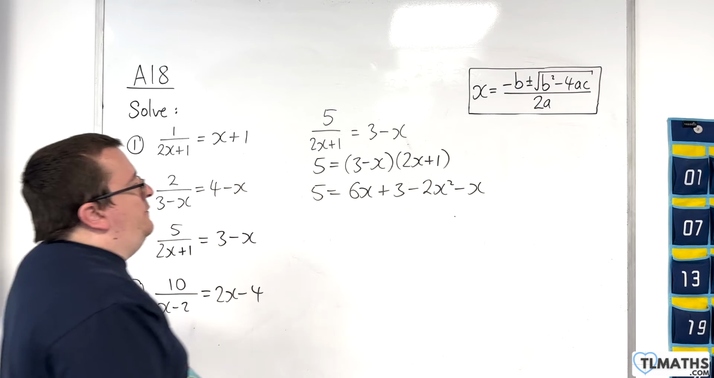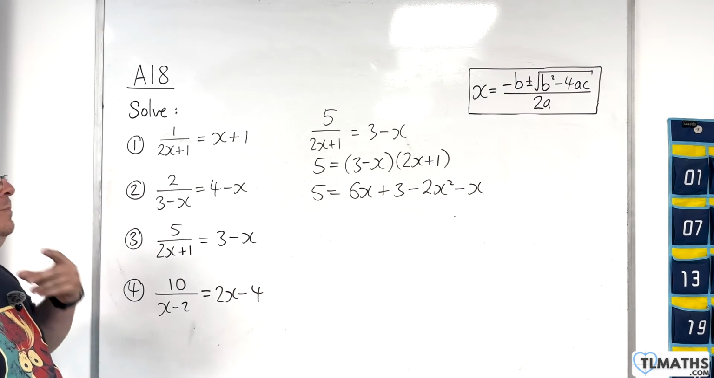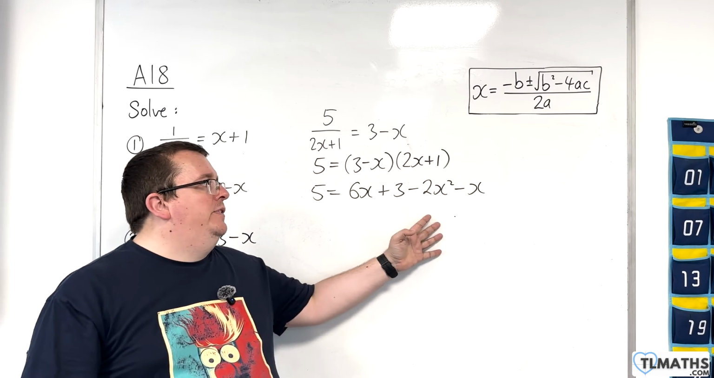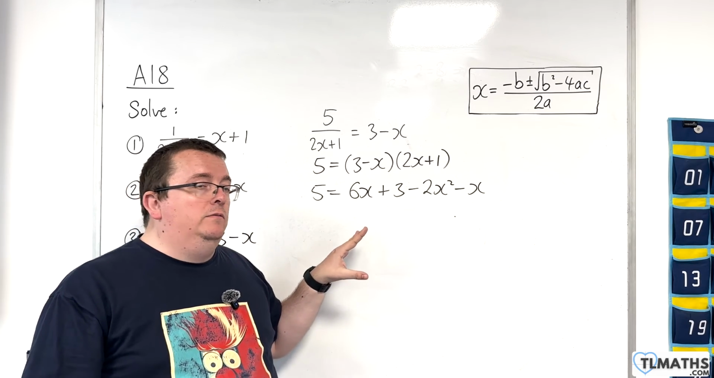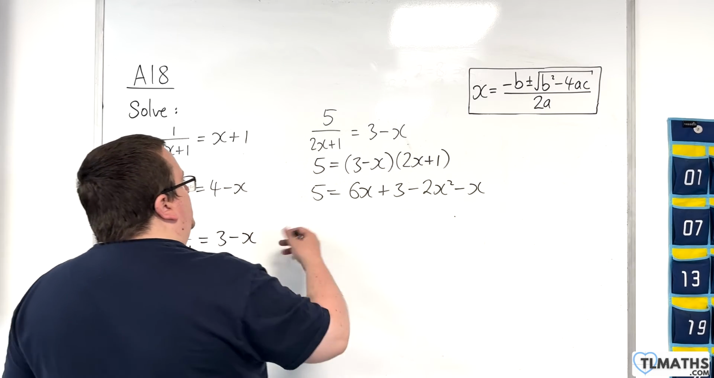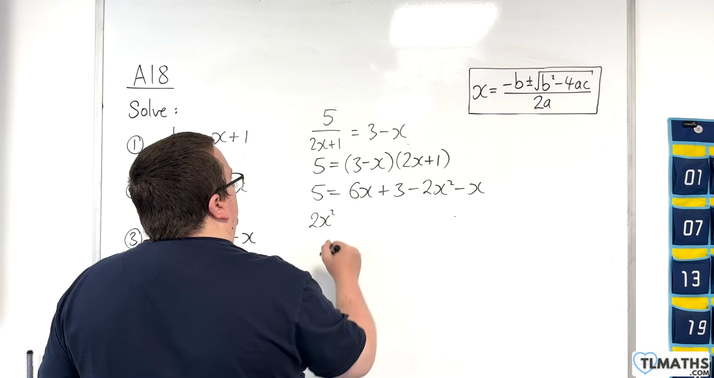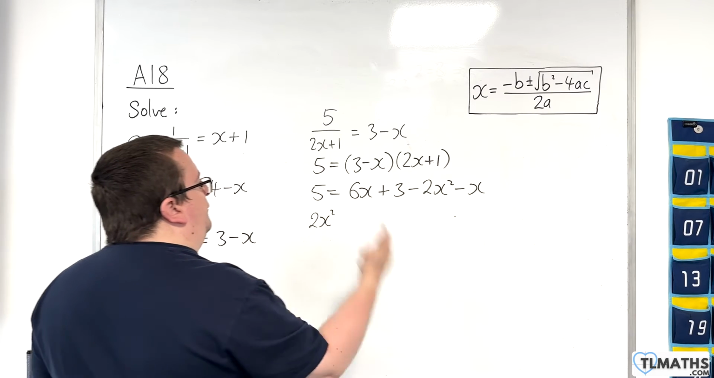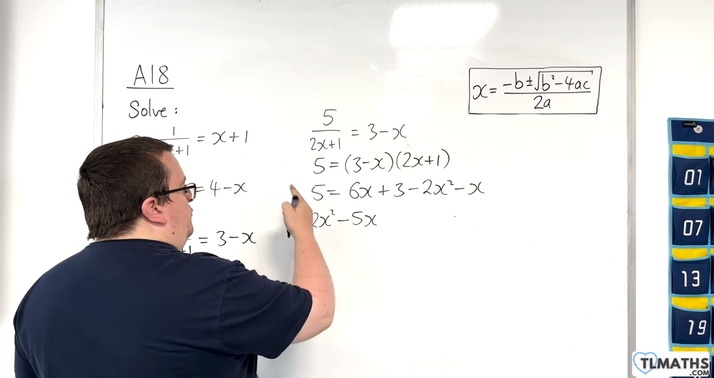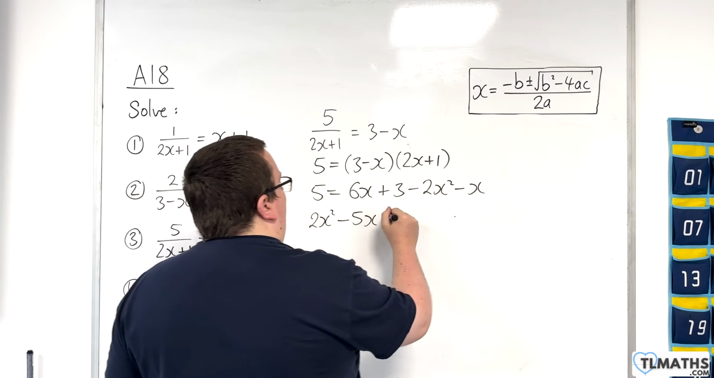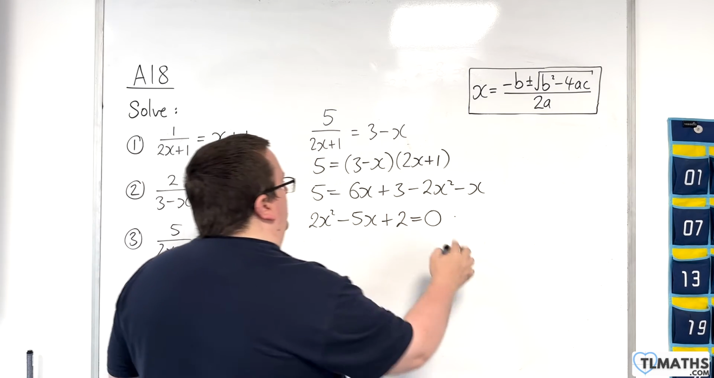So let's tidy everything up. I think it would be easier this time if I bring everything onto the left-hand side, because then I'll get a positive value of x squared. Okay, so I'm going to add 2x squared to both sides. I've got 6x take away x, that's 5x. So let's subtract 5x from both sides. And let's subtract 3 from both sides. So 5 take away 3 is 2 equals 0.